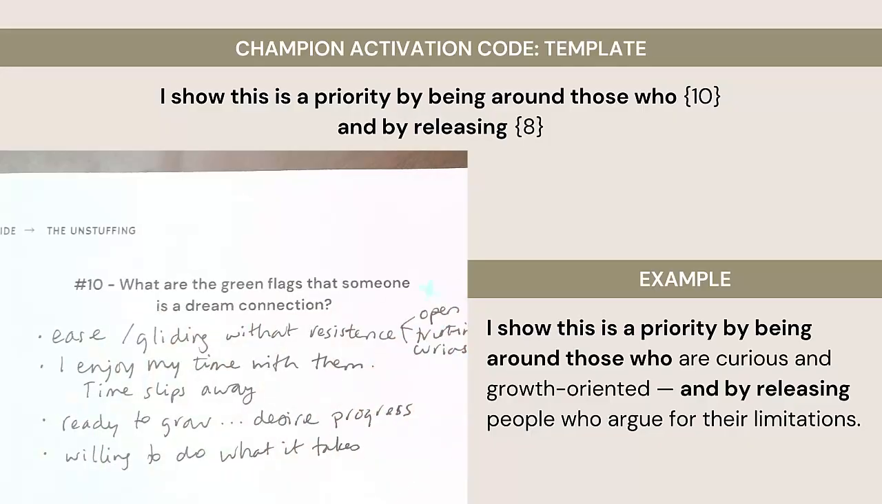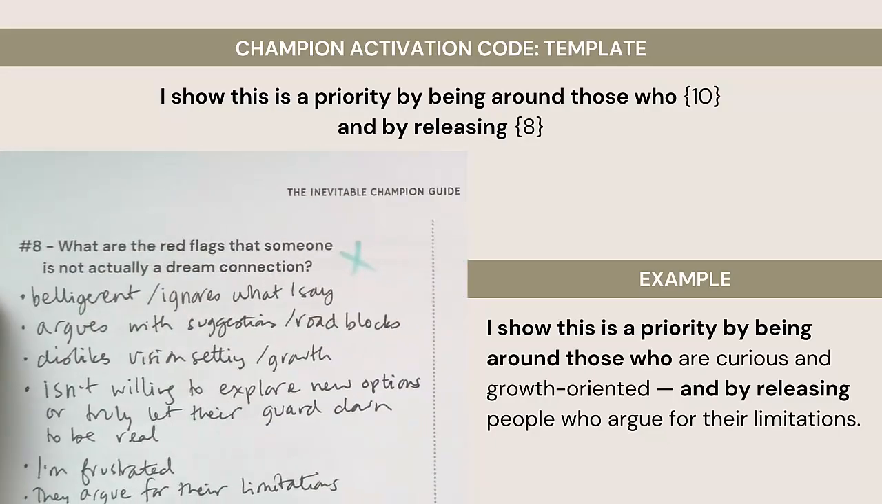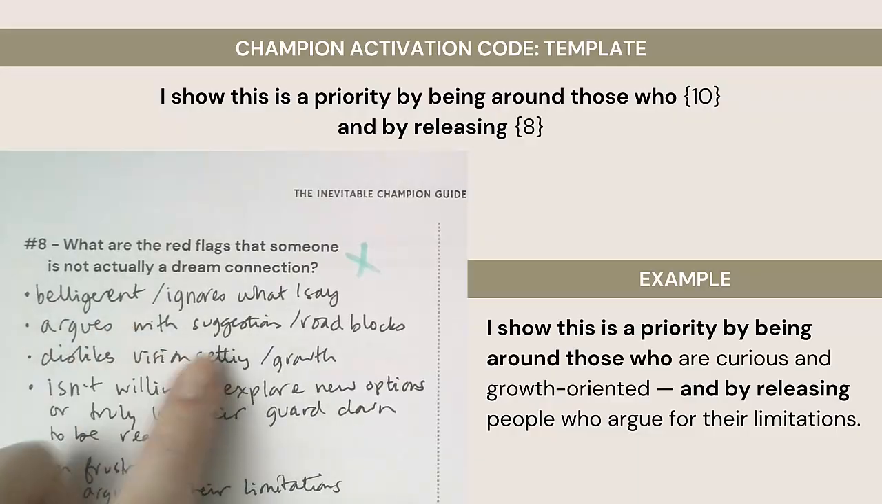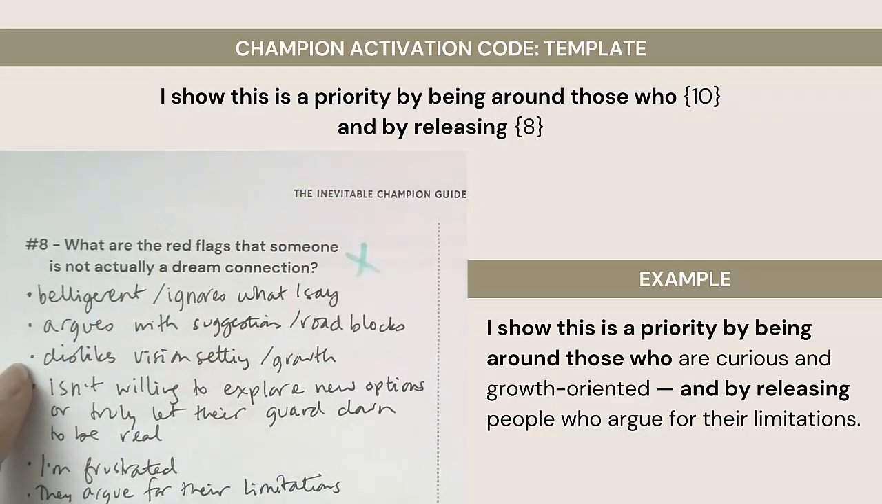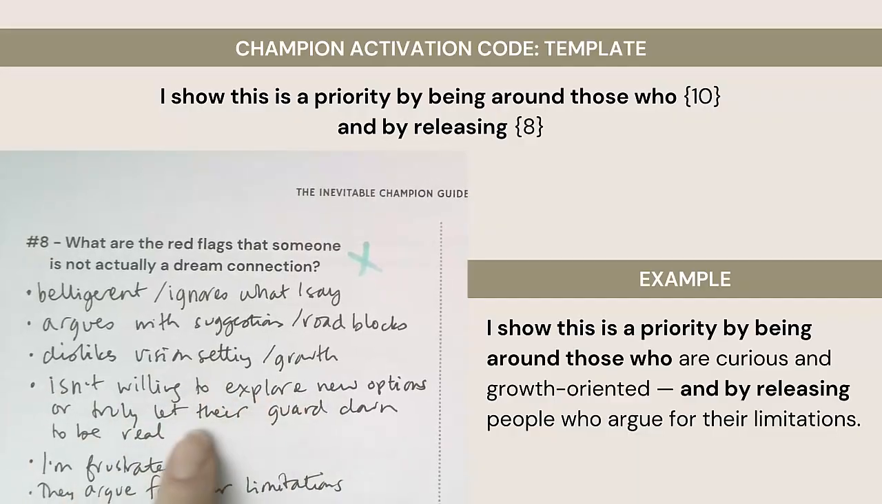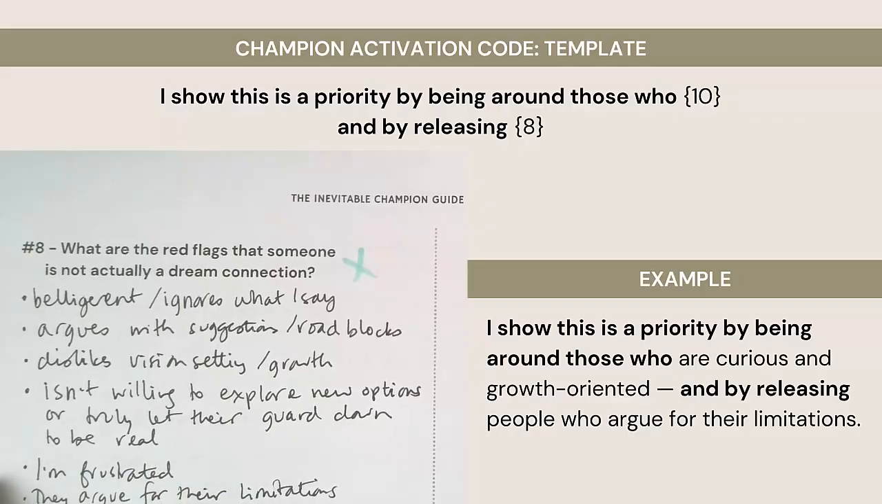Now with number 8, we're releasing people who do something different. So I'm gonna look right over here on my answers for number 8. What are the red flags that someone is not actually a dream connection? So belligerent, ignores what I say, argues with suggestions, puts up roadblocks, dislikes vision setting and growth, isn't willing to explore new options or truly let their guard down to be real. I feel frustrated, they argue for their limitations.